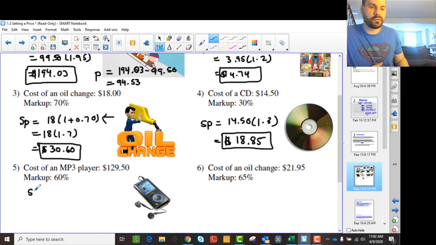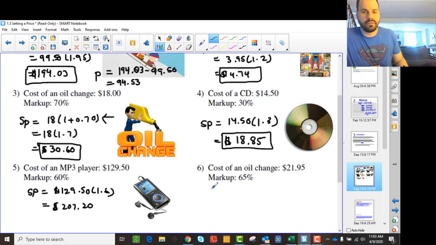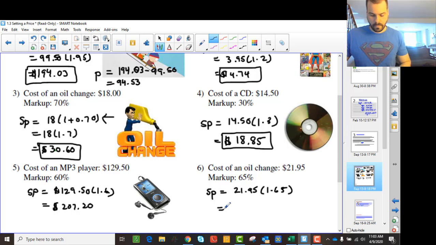MP3 player, I start with the sale price is going to be the cost again. So I start with $129.50, and I'm going to multiply it by 1.6. So I get $207.20. And then this one, sale price is another oil change. We're going to take $21.95, and we're going to mark it up by 65%, 1 times 1.65. And it's going to cost me $36.22.